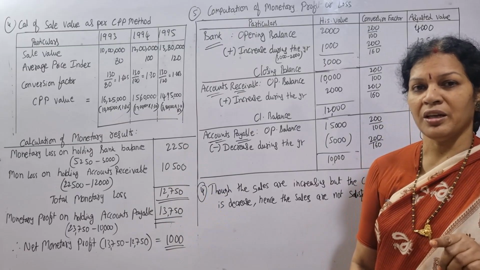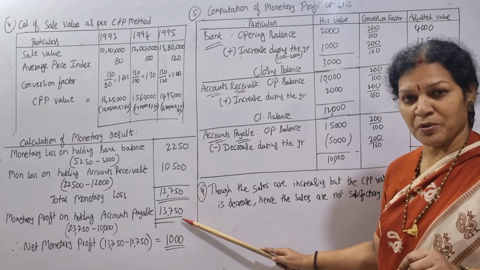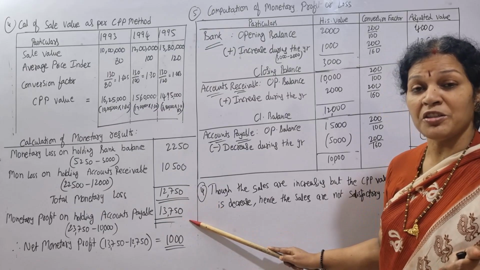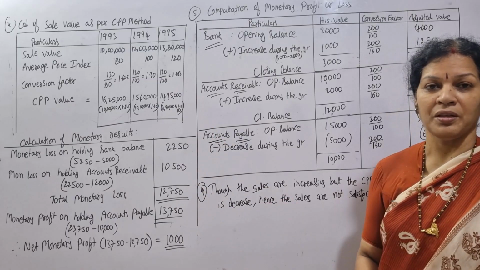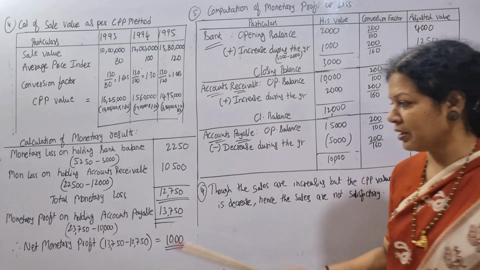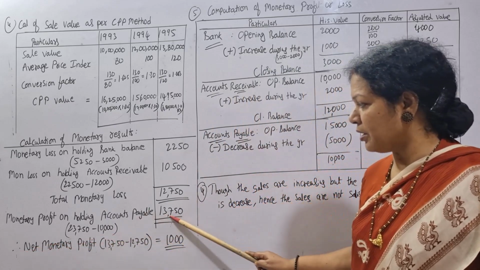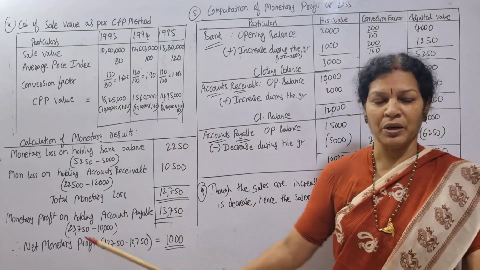Another one is holding the liability, profit. This is loss, this much; profit is this much. Which is more? Profit is more. How much is it more? 13,750 minus 12,750 is 1,000. 1,000 is the profit. So lastly we have written net monetary profit: 13,750 minus 12,750, that is 1,000. Simply you have to write.